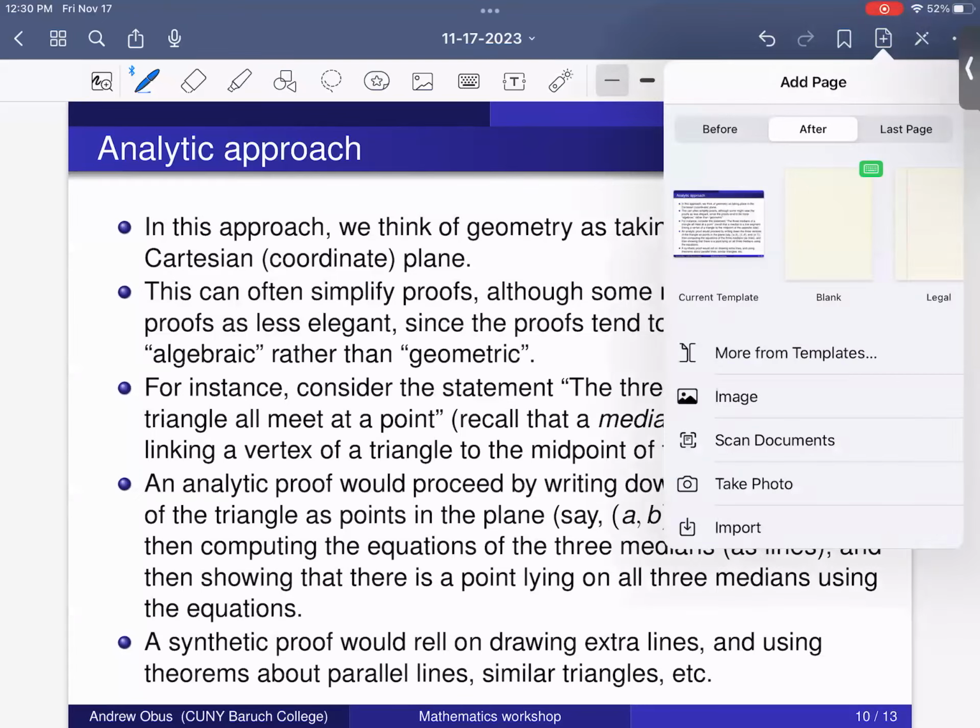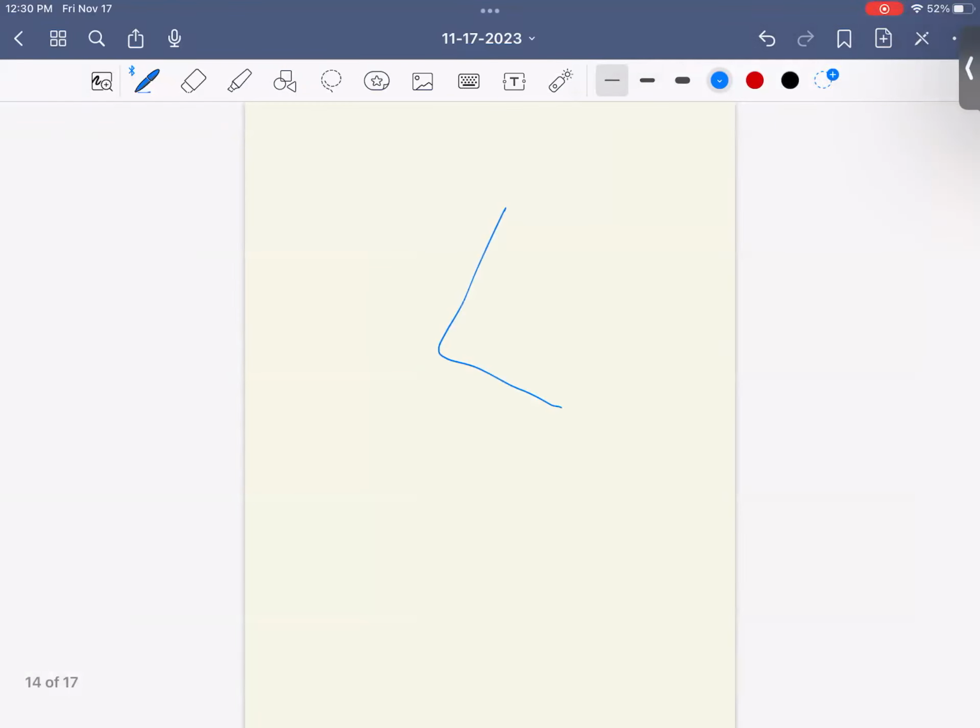Just a picture, right? If I have a triangle like this, then the median is I connect one side of the triangle to the midpoint of the other side. Here I take one side of the triangle to the midpoint of the other side. And here I take one side of the triangle to the midpoint of the other side. And a theorem in plane geometry is that all 3 of these lines are going to meet at one point.